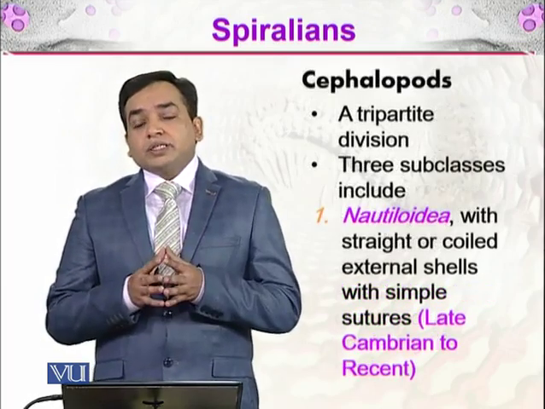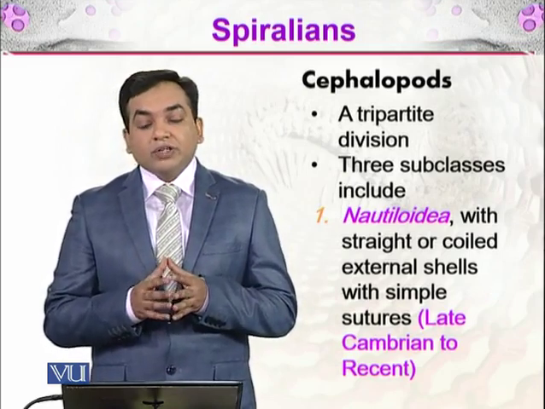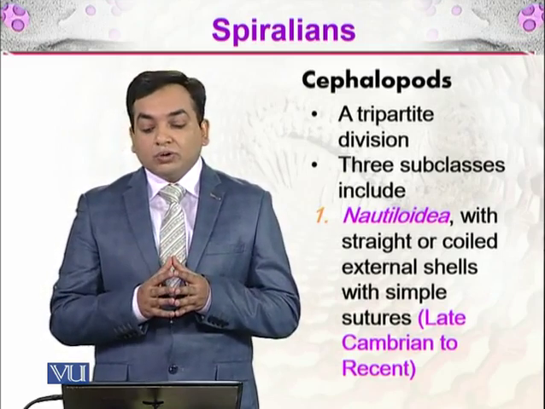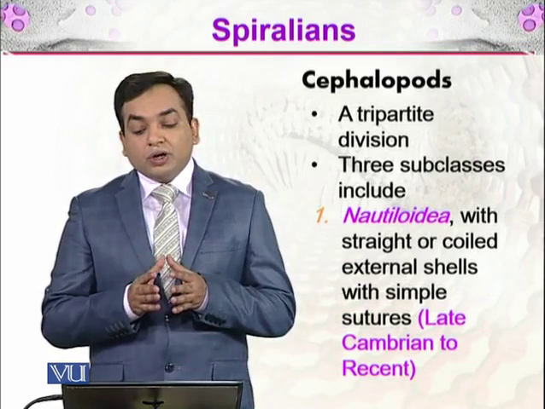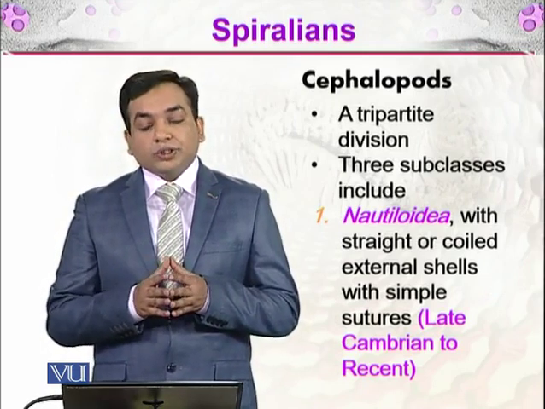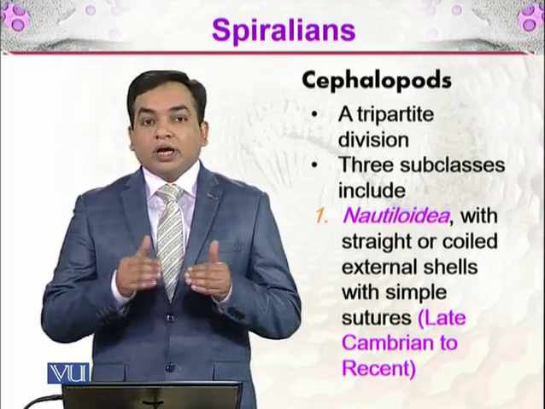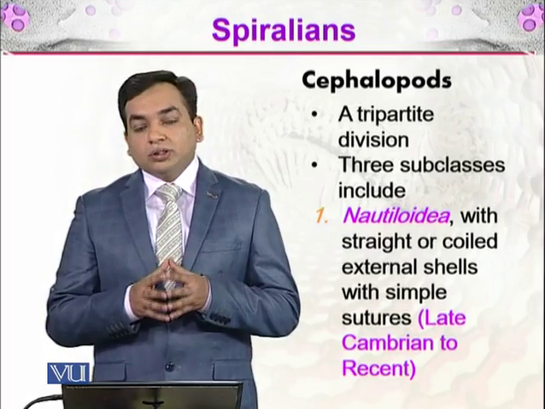When we discuss the cephalopods, we have a tripartite division. There are three subclasses, which include Nautiloidea, with a straight or coiled external shell with simple sutures. When did they develop? They developed from the late Cambrian, and they are present to this day.